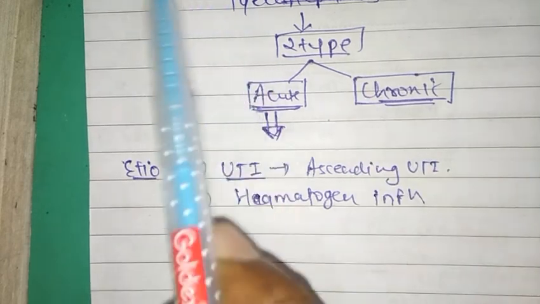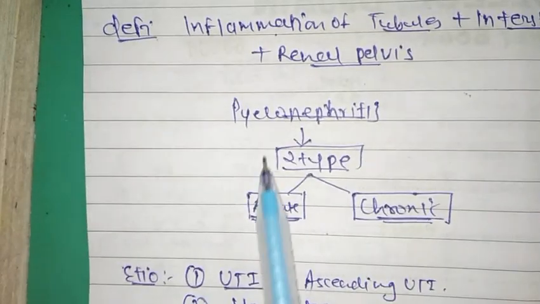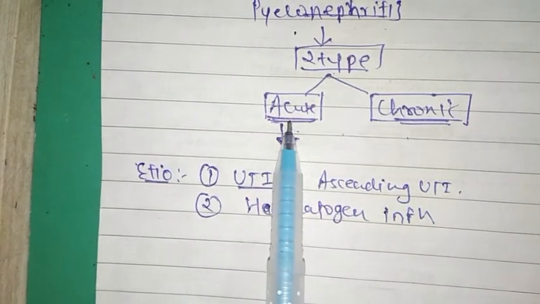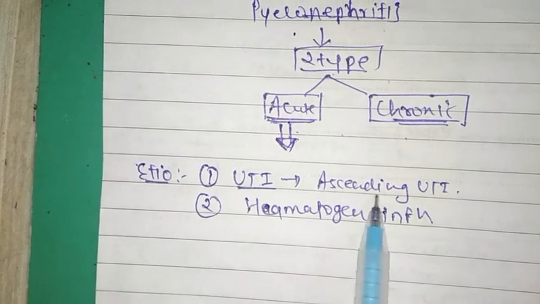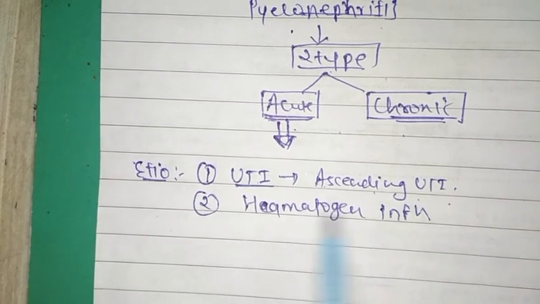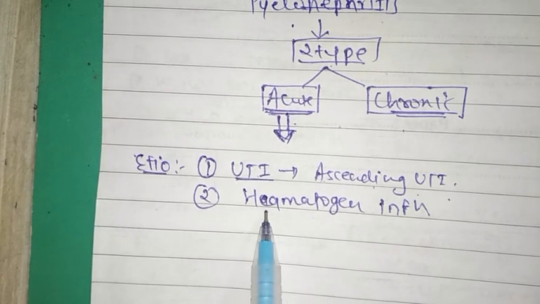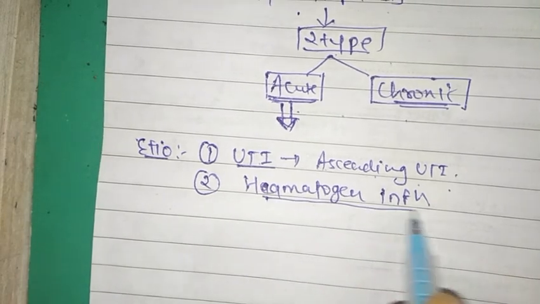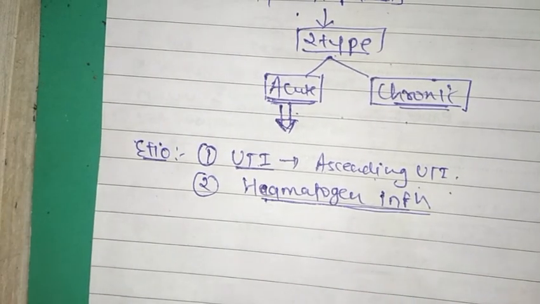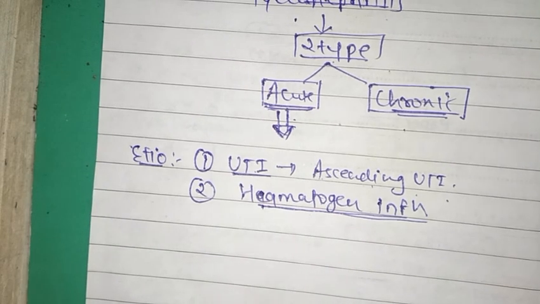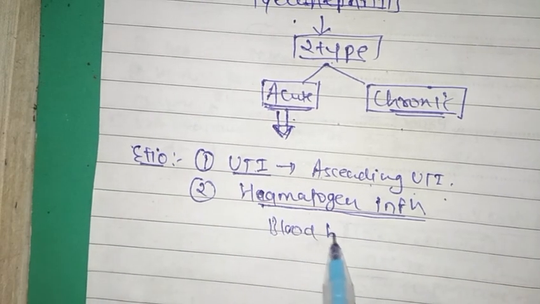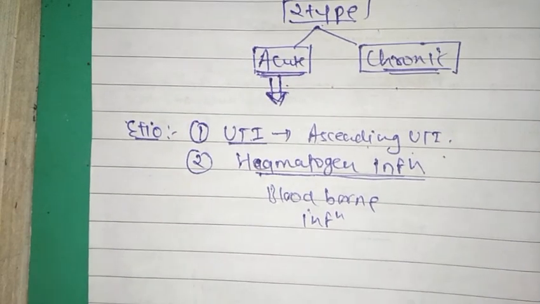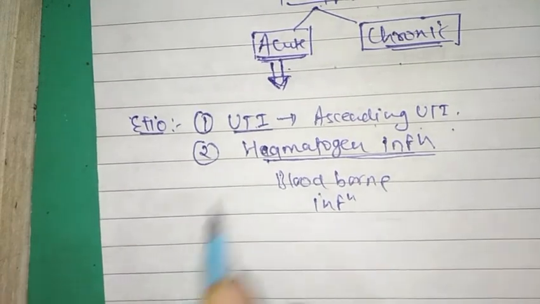So we saw the definition of pyelonephritis, and that it is of two types, acute and chronic. What is the etiology of acute pyelonephritis? First is ascending urinary tract infection, and second is the hematogenous infection. What is hematogenous infection? Hematogenous infections are the infections which come from the blood, that means blood-borne infection.